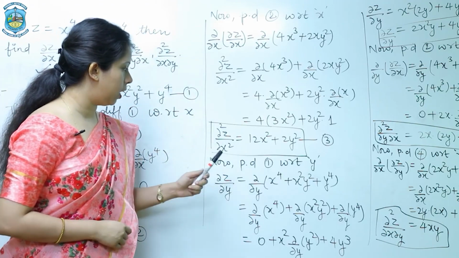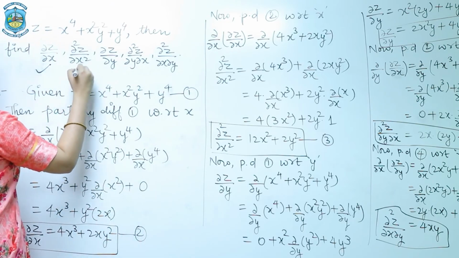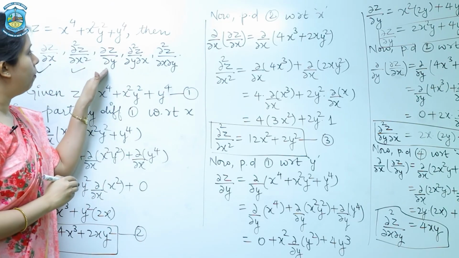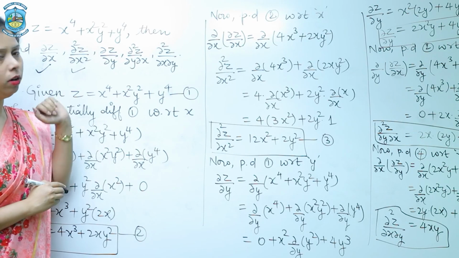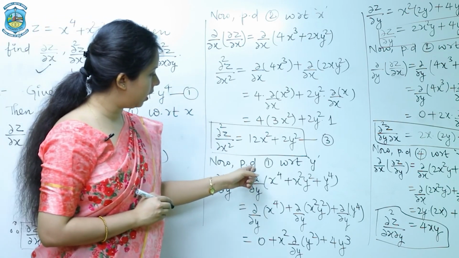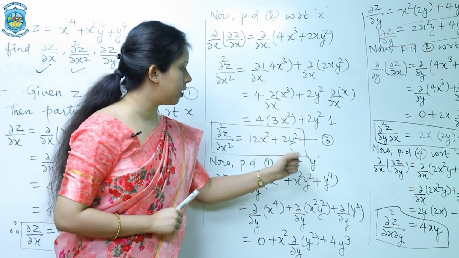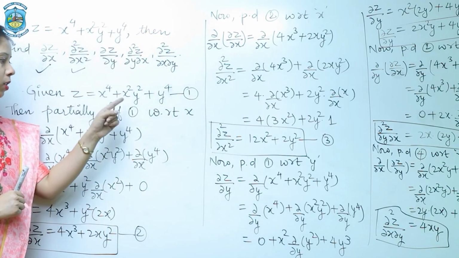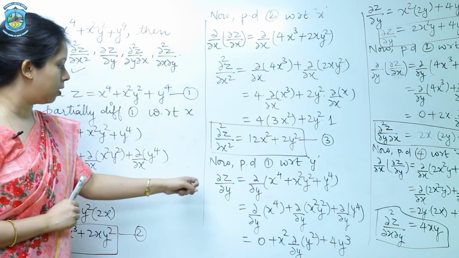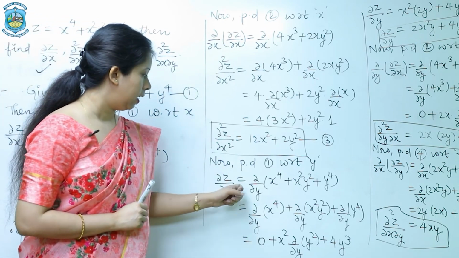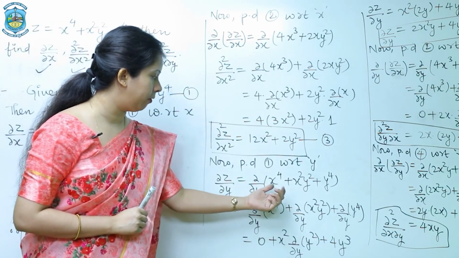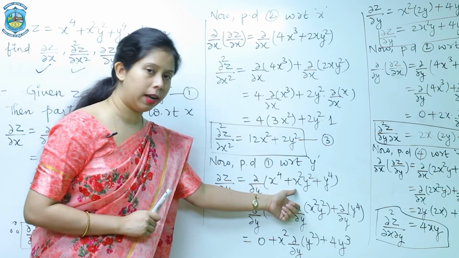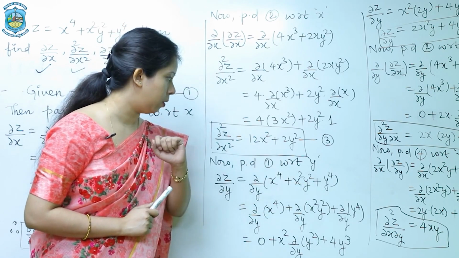Now partially differentiating, so we have got del 2z upon del x square. Now we are proceeding to find del z upon del y. So partially differentiating equation 1 with respect to y. So this is your equation number 1, and we will differentiate both sides with respect to y. So that becomes del z upon del y is equal to del upon del y of x raised to the power 4 plus x square y square plus y raised to the power 4.